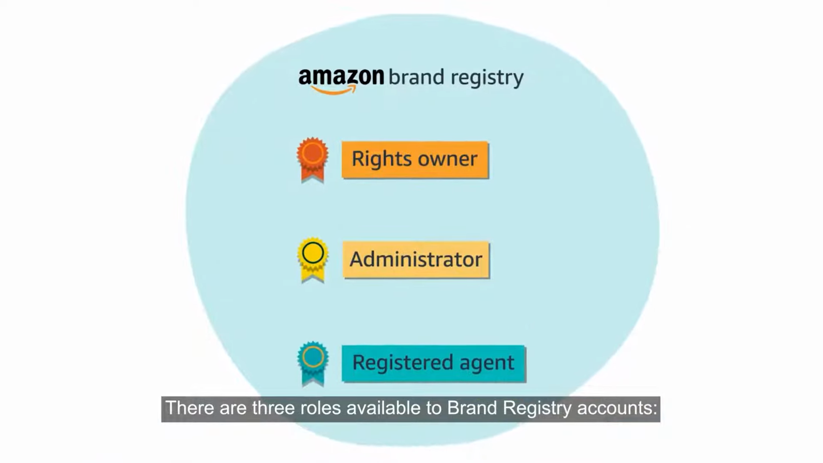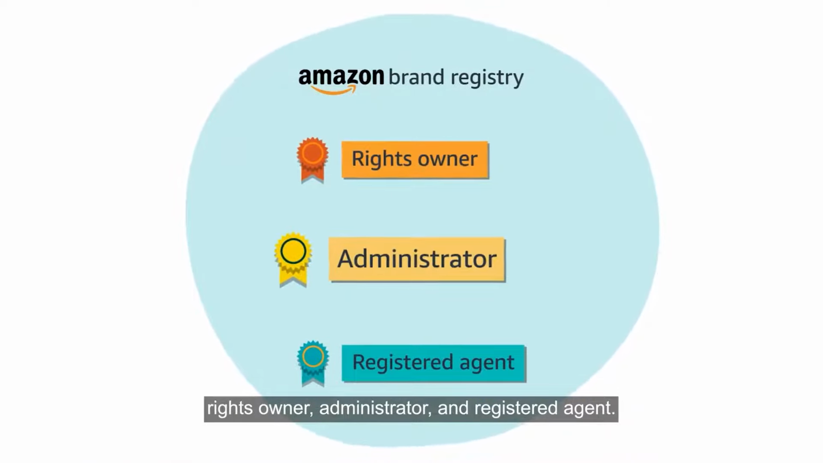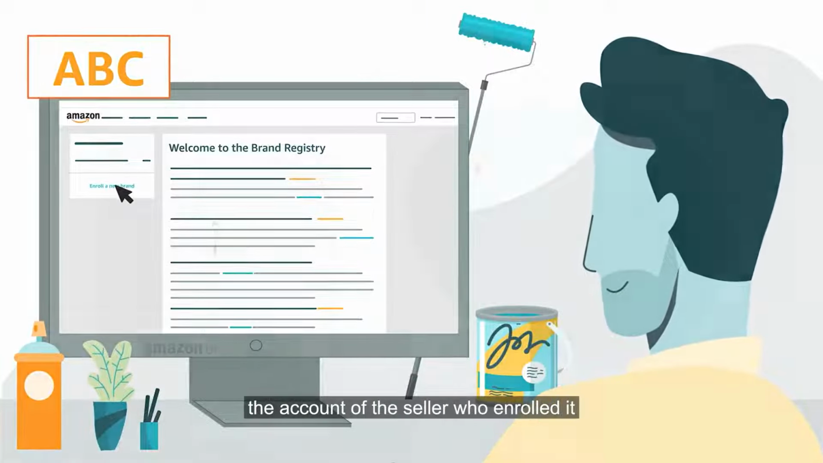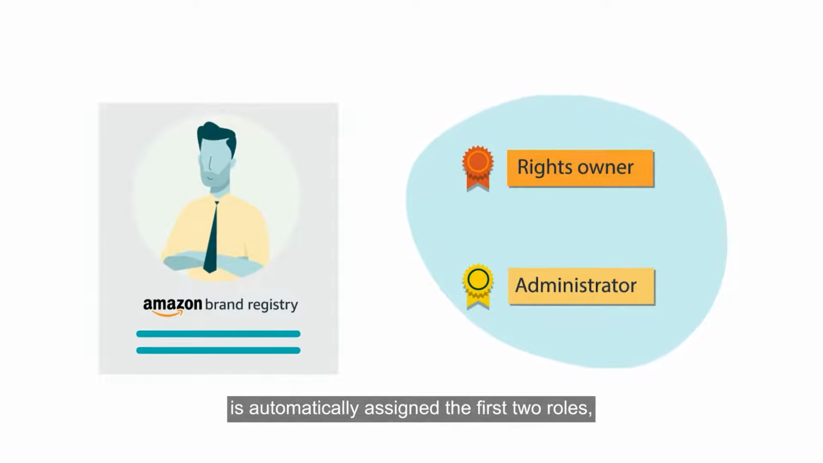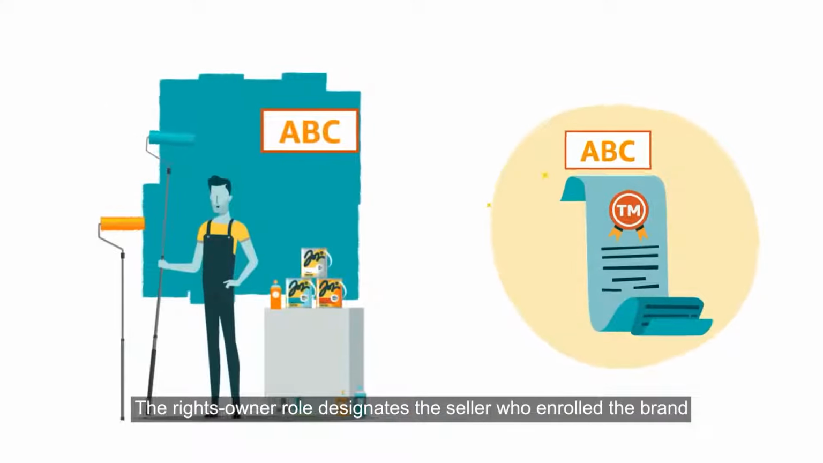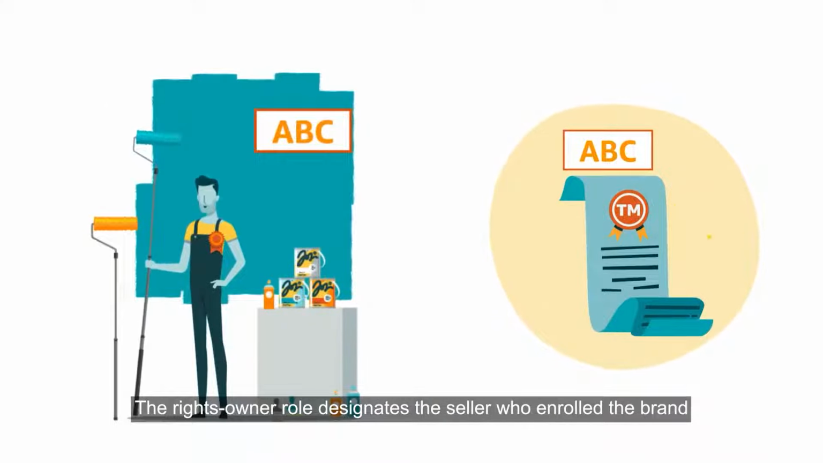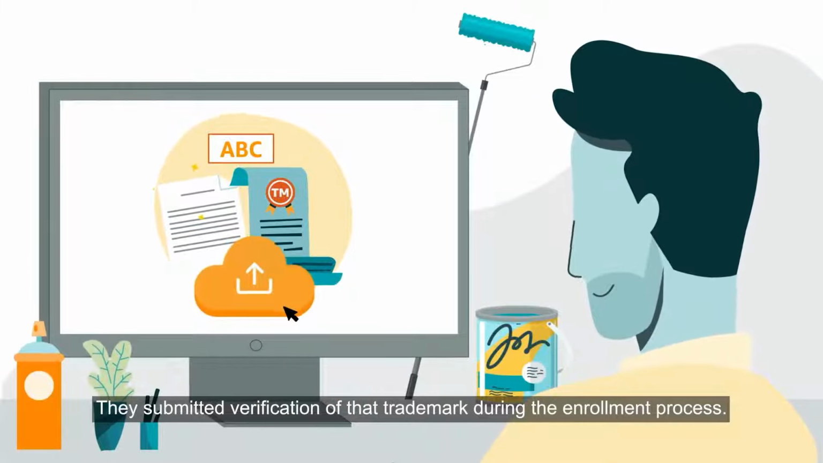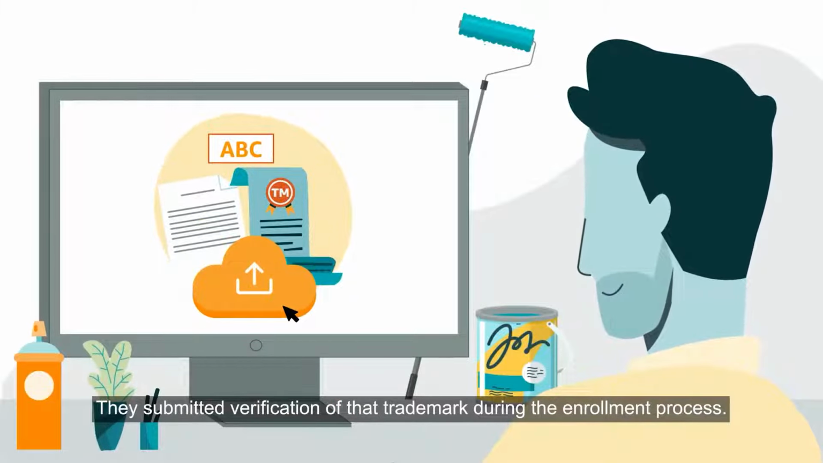There are 3 roles available to brand registry accounts: rights owner, administrator, and registered agent. When a brand is first enrolled, the account of the seller who enrolled it is automatically assigned the first 2 roles, rights owner and administrator. The rights owner role designates the seller who enrolled the brand as the owner of its trademark. They submitted verification of that trademark during the enrollment process.